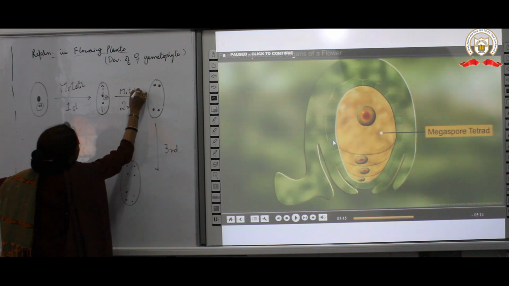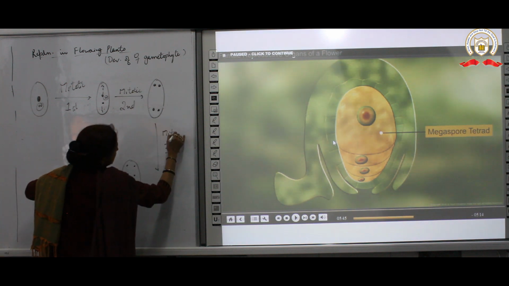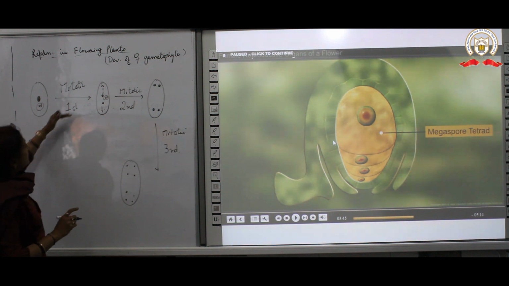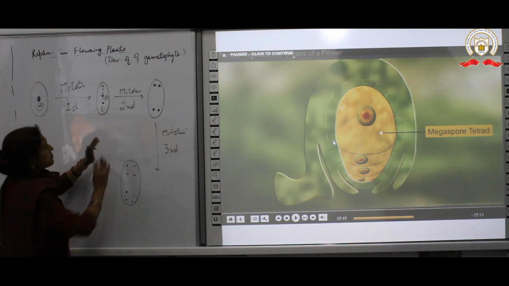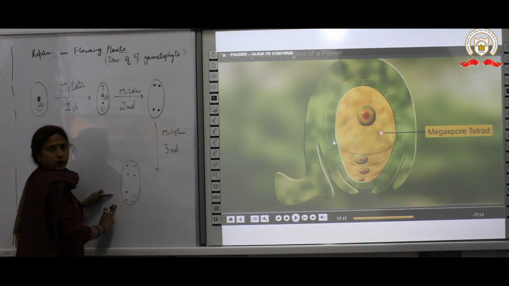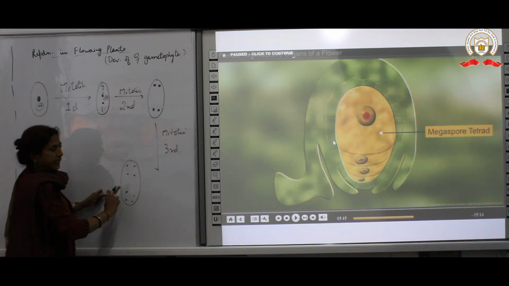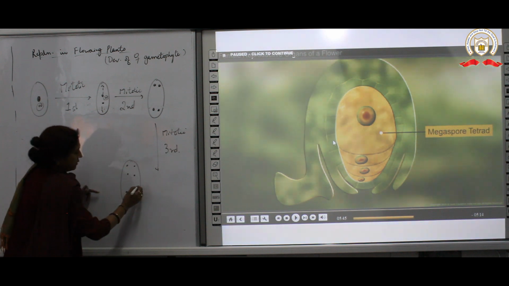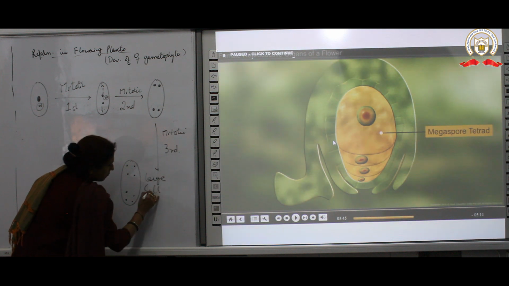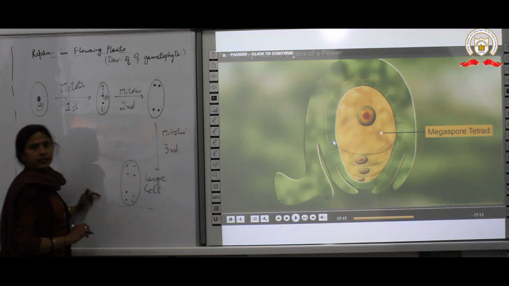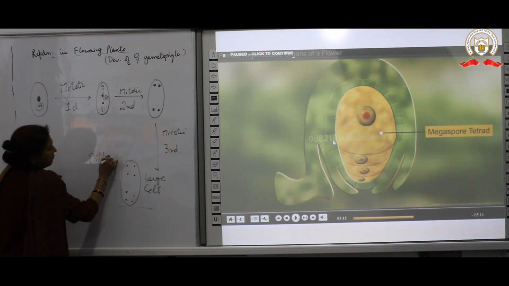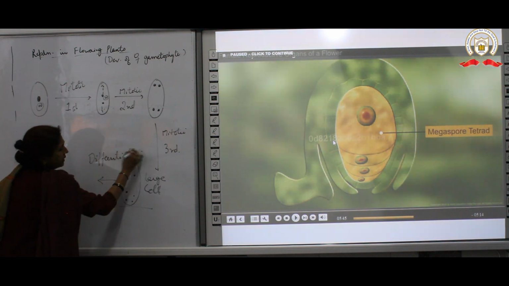So there are 3 successive nuclear divisions in the megaspore. There is movement of the nuclei, and there are 2, 4 and 8 nuclei at the end. Of these 8 nuclei, from this structure, which is the large cell having 8 nuclei, the differentiation of the embryo cell will take place.